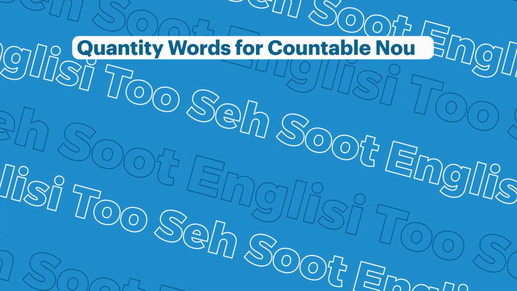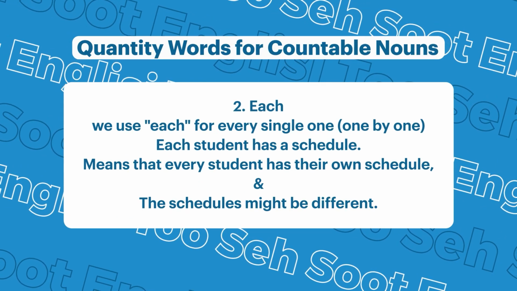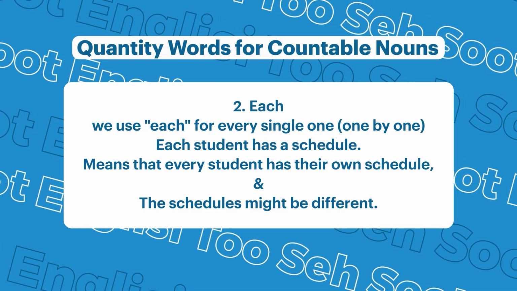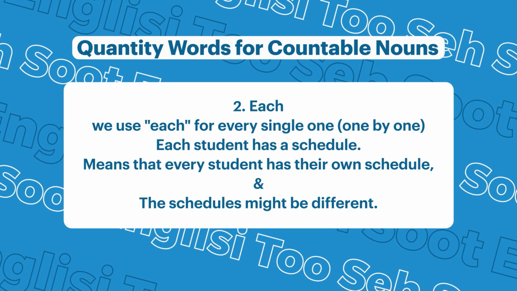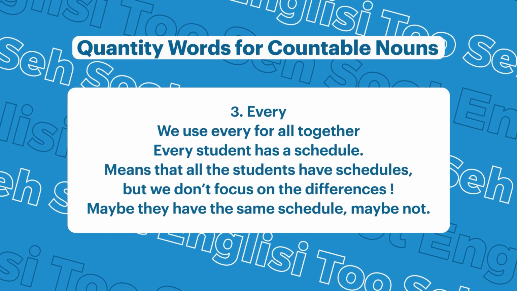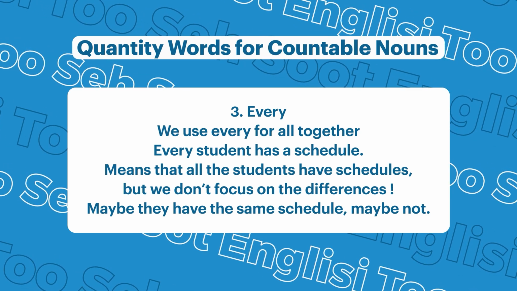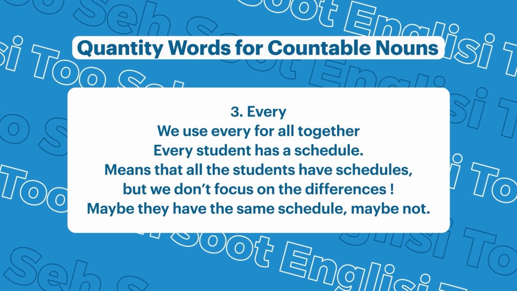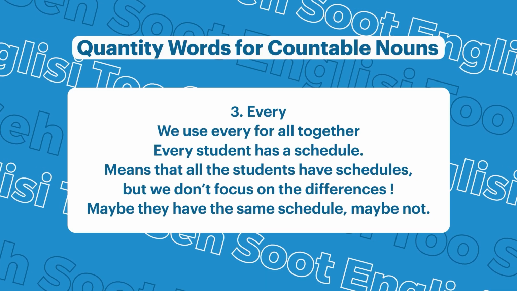Number 2, each. We use each for every single one, one by one. For example, when we say each student has a schedule, it means that every student has their own schedule, and the schedules might be different. Number 3, every. We use every for all together. Every student has a schedule means that all the students have schedules, but we don't focus on the differences. Maybe they have the same schedule, maybe not.